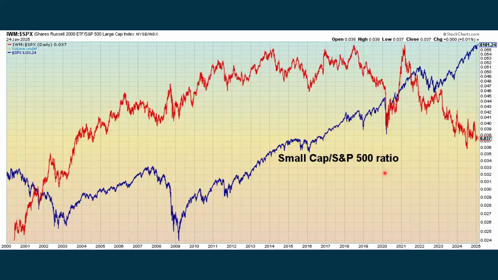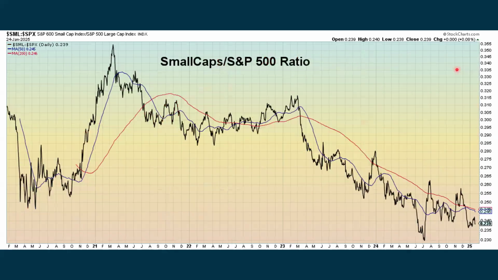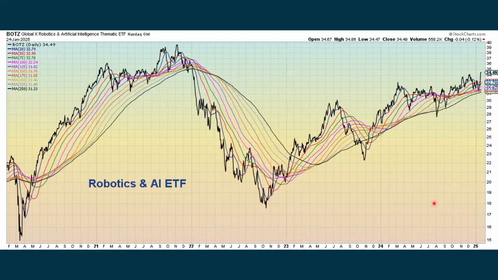We look at a ratio between small caps and the S&P 500. That's the red line. Small caps are still underperforming. The blue line is the S&P 500. Here's another look at a direct ratio between the two. And until we can get above these lines and see the lines produce a golden cross, small caps will continue to underperform the S&P 500 as they have been doing throughout 2023 and 2024.